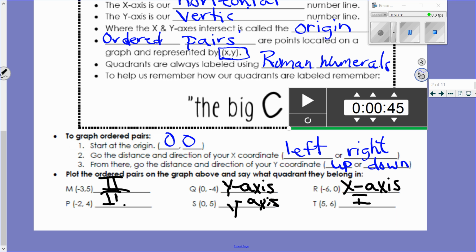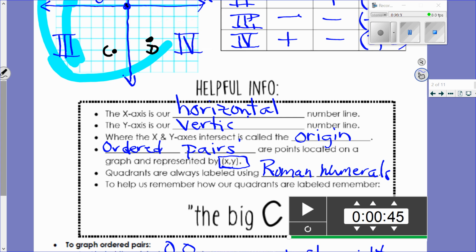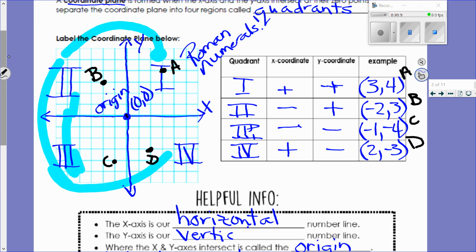Okay, let's actually graph them and see if we're right. Negative 3, 5. Start there. Start where? Negative 3: 1, 2, 3. 5 is positive: 1, 2, 3, 4, 5. What quadrant? 2. We were right.